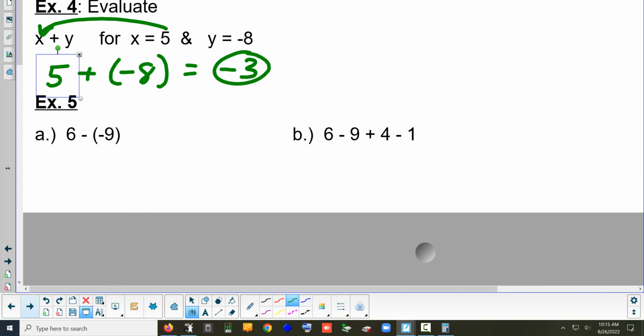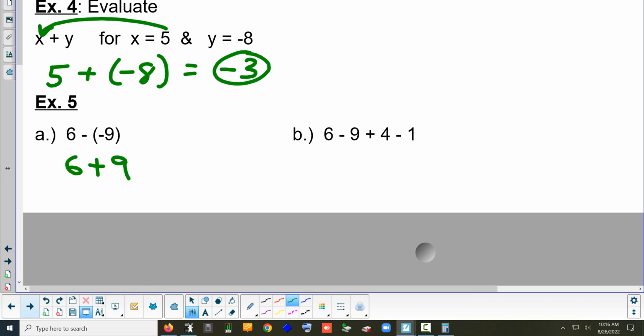Let's try example 5. Okay, this one has some subtraction in it, something that we might have seen earlier. We have 6 minus -9. What did we say earlier happens when you have a minus next to a minus like that? You're minusing a minus. Abby? Turns into a positive. Yeah, it turns into a positive. So this really turns into that. 6 plus 9.